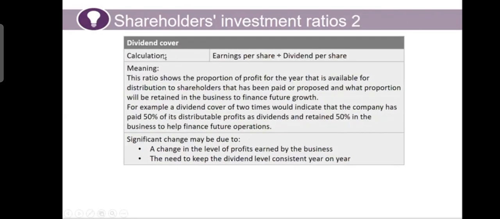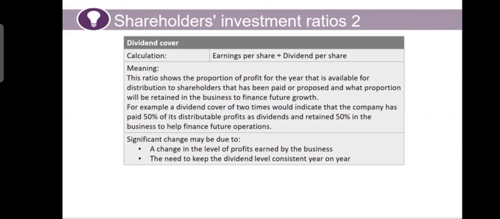Then you have the dividend cover ratio. Dividend cover ratio is EPS divided by dividend per share. So how much were your earnings? Let's say that our earnings were $5, and the dividend we gave was only $1. So the answer is 5, which means that EPS or earnings are 5 times more than your dividends. It gives you the portion of profit for the year that is available for distribution to shareholders, and that has been paid out. So this is what you earned, this is what you paid. For example, a dividend cover of 2 times would indicate that the company has paid 50% of its profits as dividends and retained 50% in the business to help finance future operations.